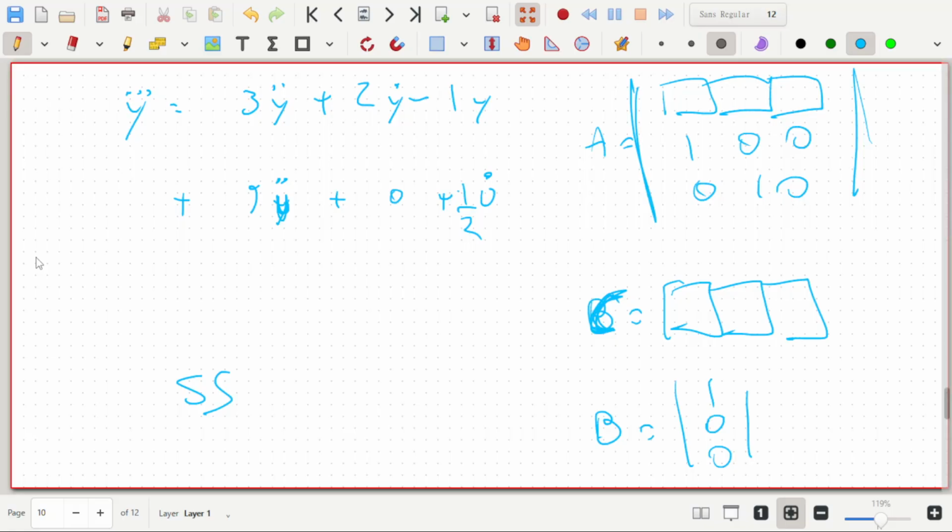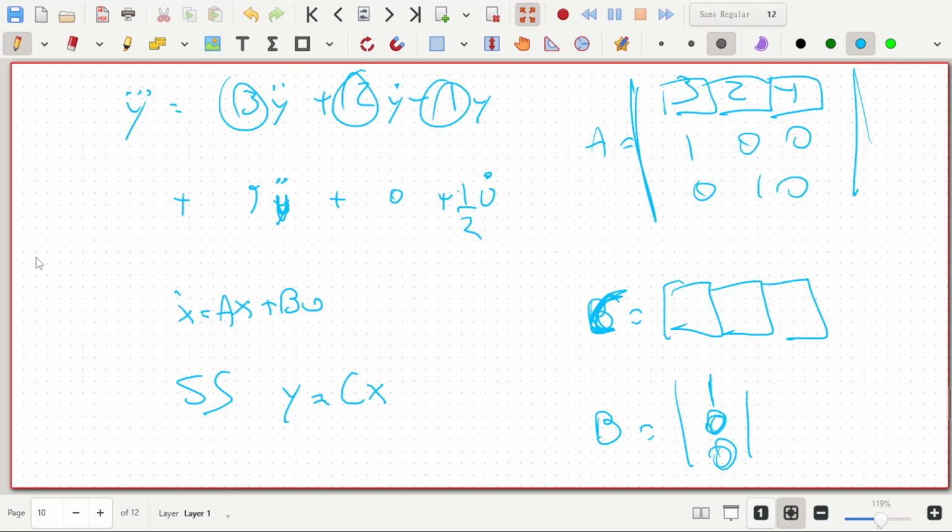So x dot is Ax plus Bu, y is Cx. What is A? It's going to be 3, 2, minus 1. What is going to be B? 1, 0, 0. Okay, the 1 goes basically on the top row. What is going to be C? 9, 0, 1/2. You see, immediate. You see that it's immediate.